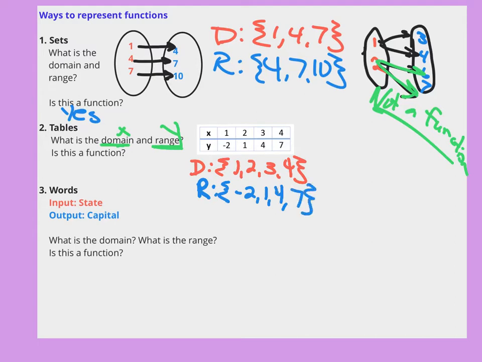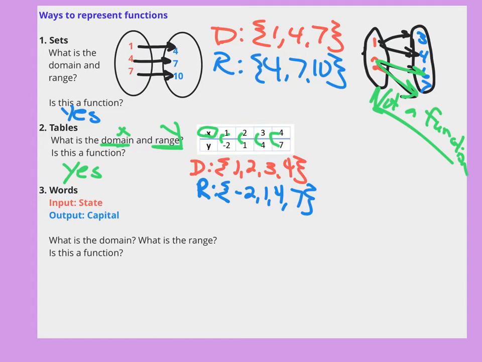Just like with the set, to determine if this is a function or not, what I'm going to do is look at my inputs and make sure that they're going to just one output. So if 1 is my input, it's going to -2. 2 is going to 1, 3 is going to 4, 4 is going to 7. So each of my inputs is going to exactly one output. So this here would be an example of a function.